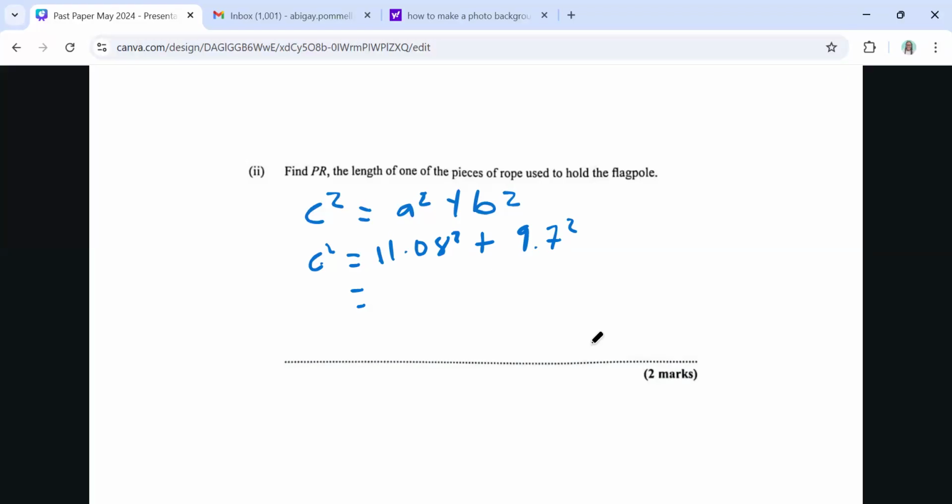All right, so that is about 216.85 or 86. And then we're still looking for C, so we're going to square root everything here. So that is C, and then square root the 200. And 16.86, we get about 14.73.